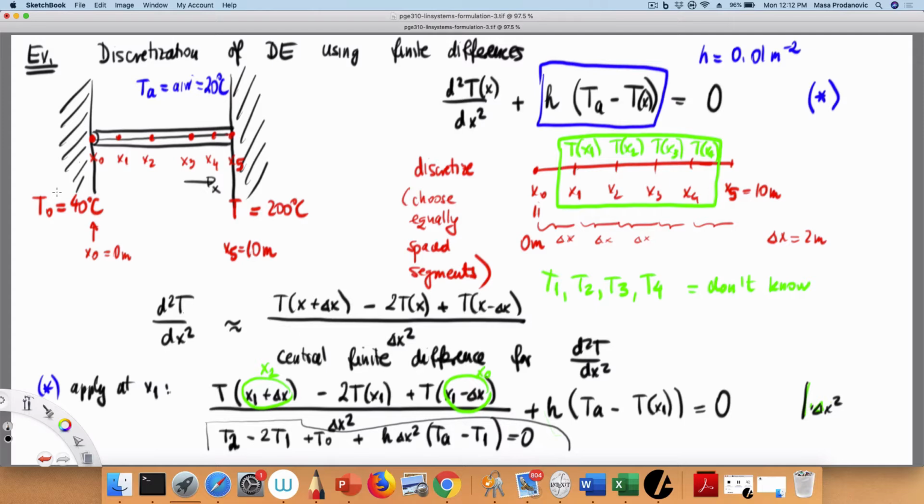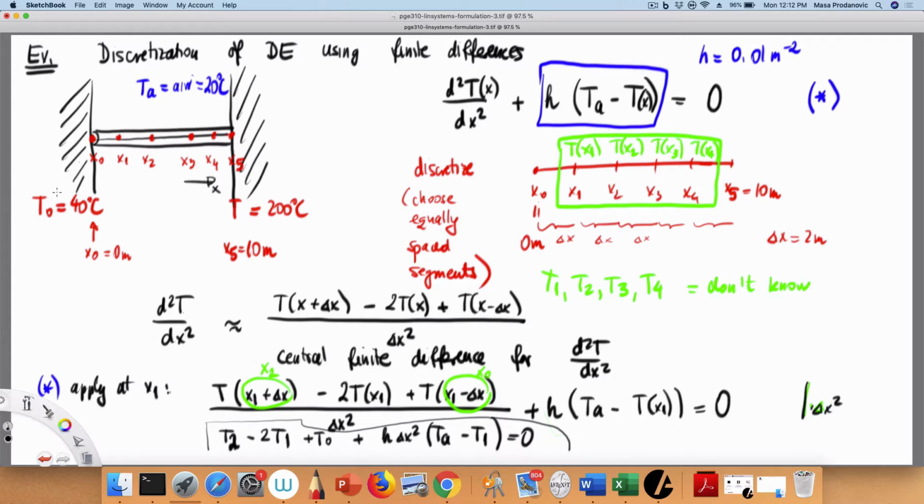In here, I know everything other than t1 and t2. I know t0, that's my boundary condition. I know h, I know delta x squared. I know Ta, that's my ambient air temperature, which is 20 degrees. So the only things that I don't know are t1 and t2, and I see that I have only numbers multiplying them. So it's a linear equation in t1 and t2. I don't have sine of t1, I don't have anything nonlinear going on. Okay? So I can work out what it actually is, but it's a linear equation in t1 and t2. That's what I'm looking for.